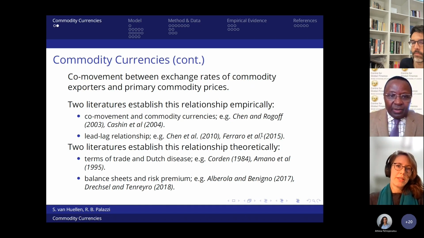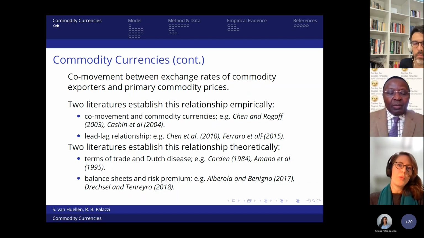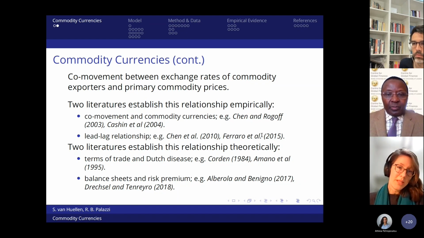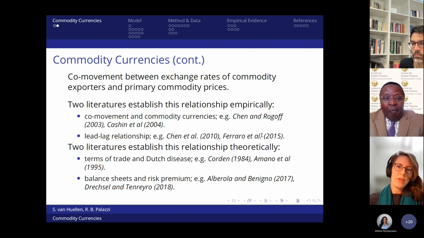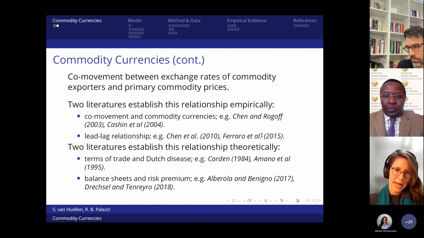What do we mean by commodity currency? The term was coined in the early 2000s in order to describe a co-movement between the exchange rates of mainly commodity export-dependent economies and primary commodity prices. And there are broadly two types of literatures that have looked into this commodity currency relationship. The first type is also in two subcategories, trying to establish that empirically. So the early 2000s, where this co-movement was really looked at from an empirical perspective with a little bit of theoretical motivation, but that wasn't the main focus of the analysis.